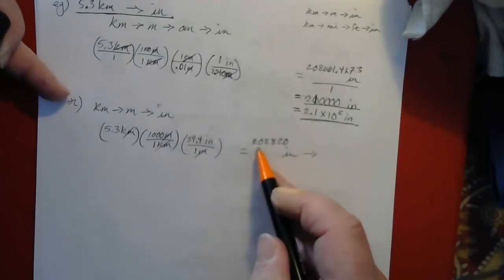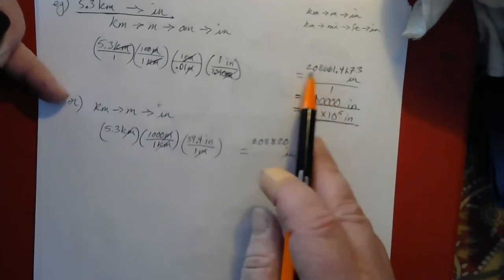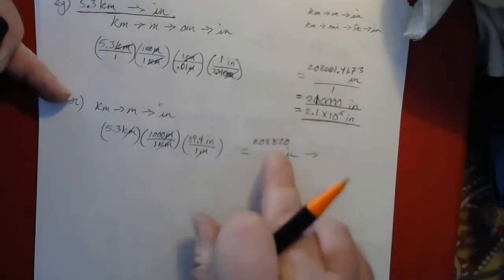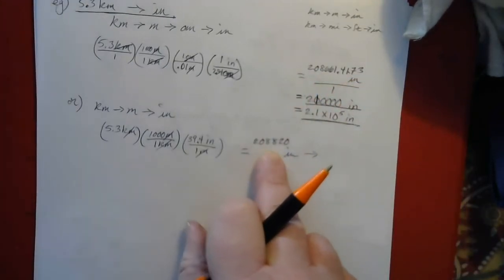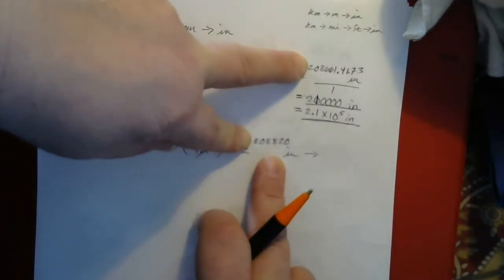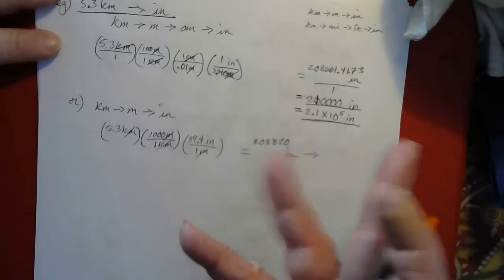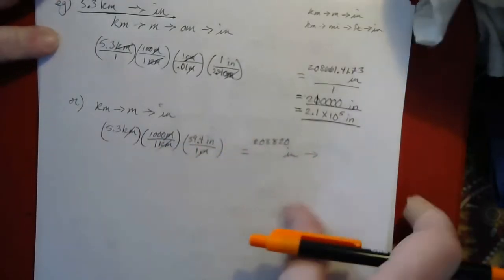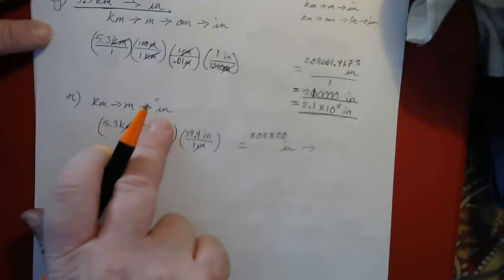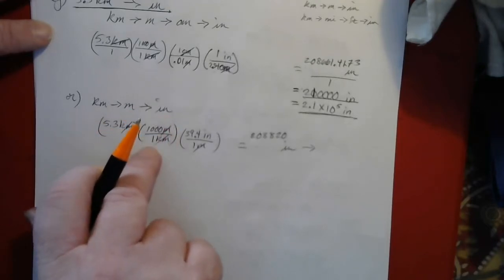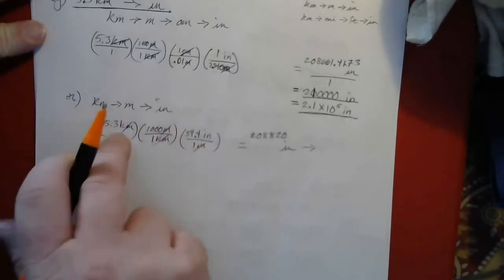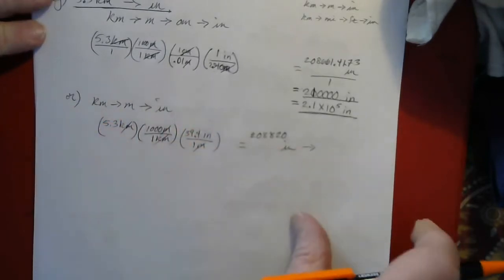And you might look at that and say, wait a minute, 208,820 is different from 208,661.4173. And it is, but the real question is, do we really know the number that accurately so that we can say that it's different from this? And in order to answer that question, again, we have to go back and look at significant figures. 5.3 is only two significant figures. 1,000 meters per kilometer is infinite. 39.4 inches per meter is 3. So two significant figures is all we're allowed here.